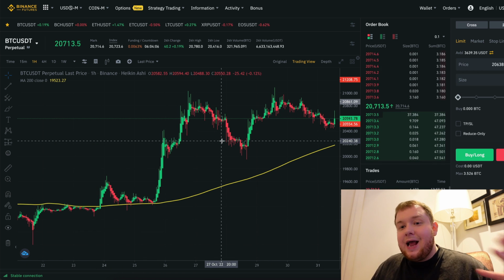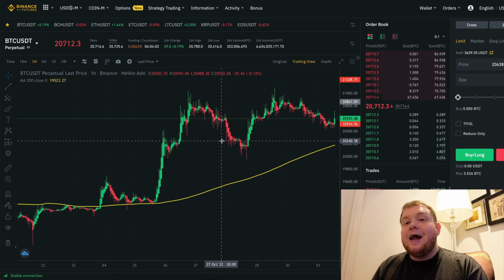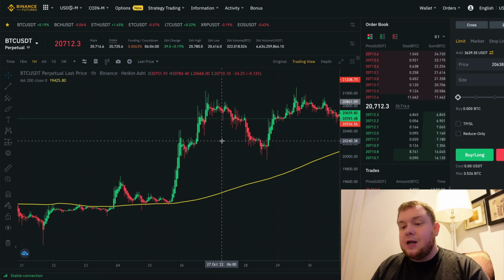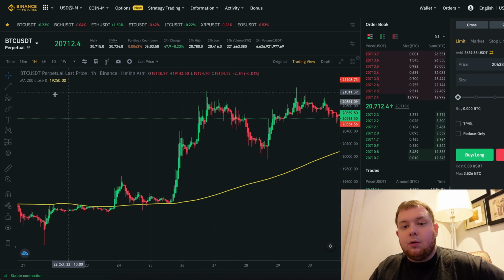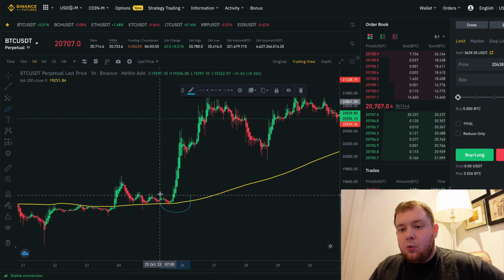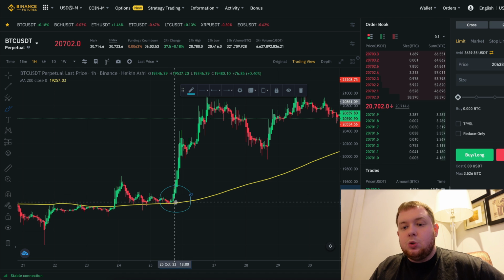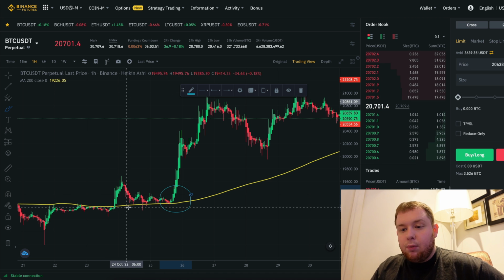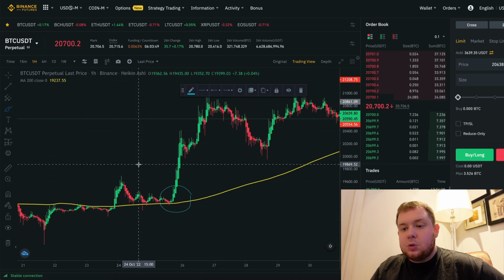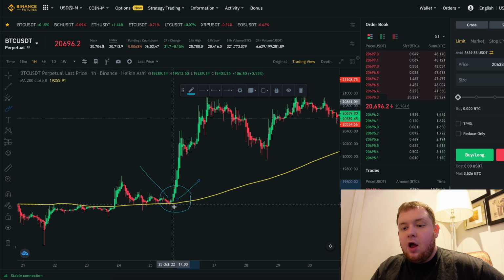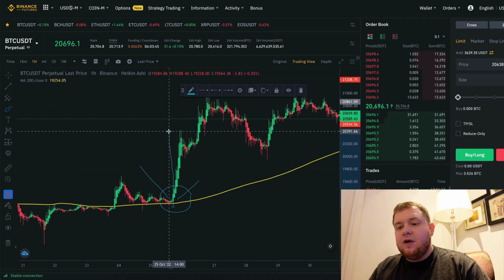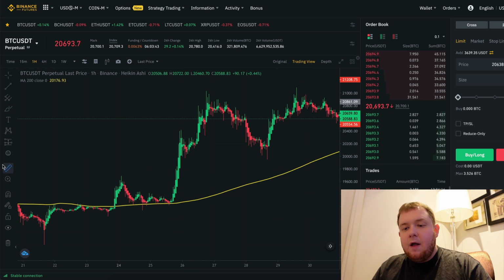So the basic essence of the 200 moving average, why we want it on the chart, is because it can identify different turns and different changes in trend. For example, if we take a look right here, we can see a massive bounce from this 200 moving average. We see a lot of support along this level, and then a massive bounce exactly from this area.